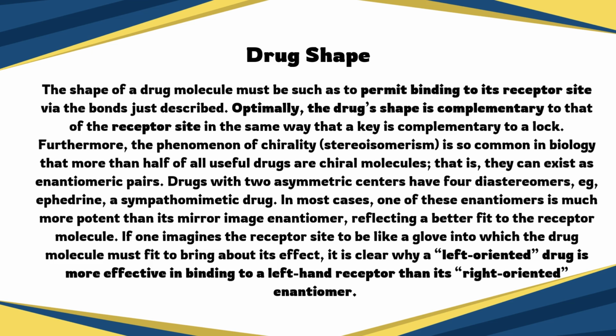That is, they can exist as enantiomeric pairs. Drugs with two asymmetric centers have four diastereomers, e.g., ephedrine is such a drug. In most cases, one of the enantiomers is more potent than its mirror image enantiomer, reflecting a better fit to its receptor molecule. If one imagines the receptor site to be like a glove into which a drug molecule must fit to bring about its effects, it is clear that a left-oriented drug will be more effective in binding to a left-hand receptor than its right-oriented enantiomer.